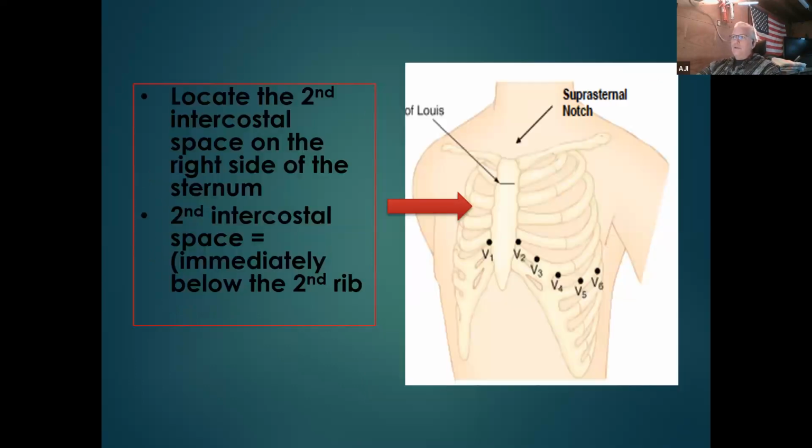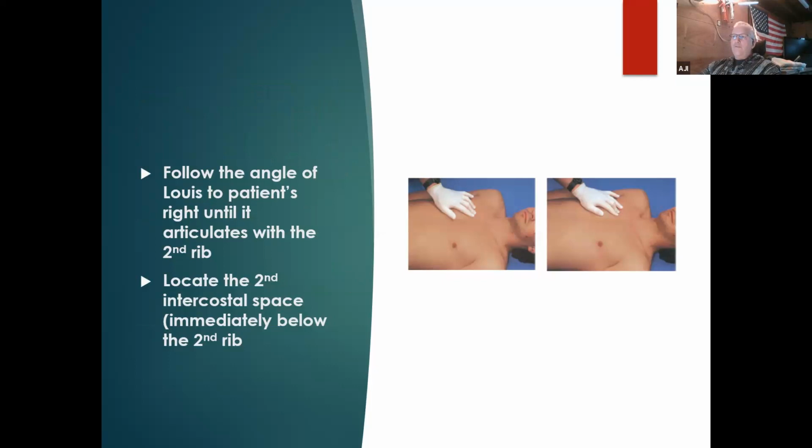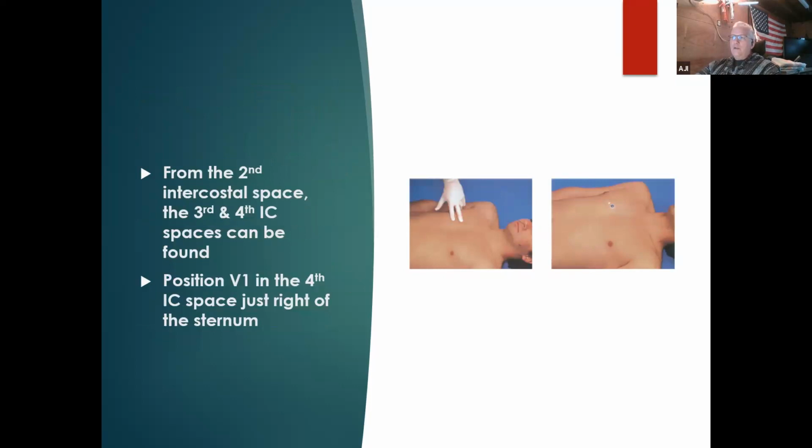All right. So we're going to find the second intercostal space on the right side of the sternum, and that space is directly below that second rib. So if you're going to do the angle of Louis, that second rib down, underneath that, 2, 3, 4, and there we are, V1. Right? Good. Follow the angle of Louis to the patient's right until it articulates with the second rib. Locate the second intercostal space. From there, count down 2, 3, 4, and then V1 is going to go on 4, just like we said.